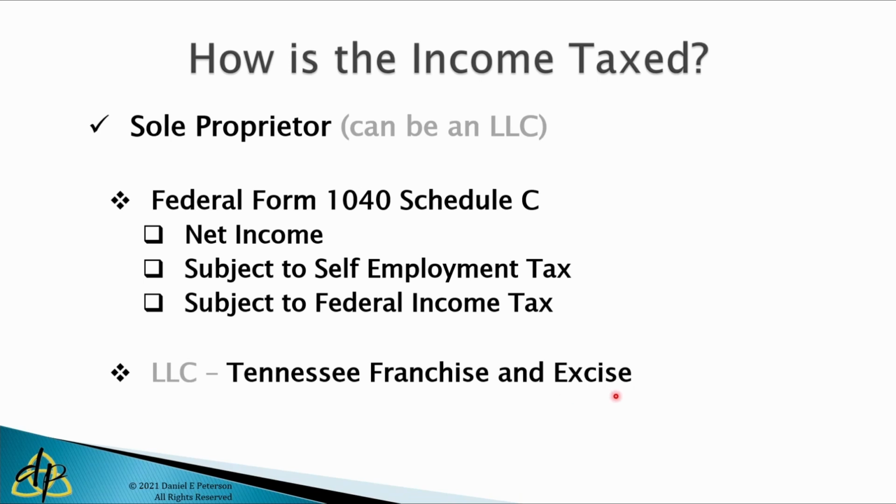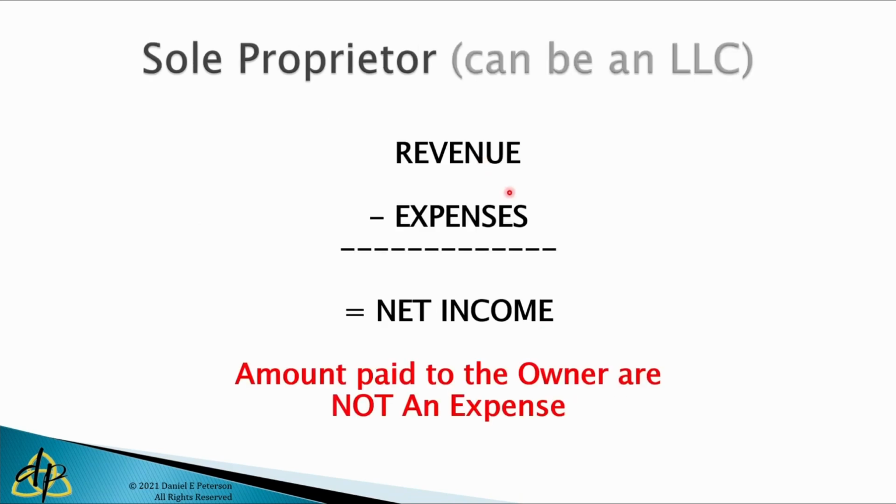The conversation then, what is subject to excise tax, is going to be those other profits, sales of equipment, sales of property, long-term capital gains. Those items are going to be subject to a 6.5% excise tax. So on a sole proprietor, we've got our revenues minus expenses equals net income.